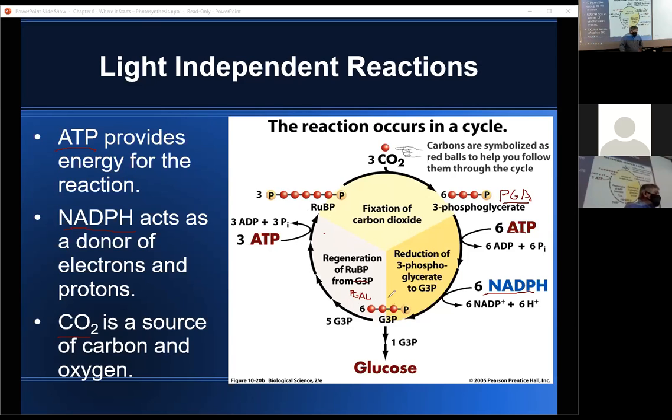Another thing that we have to do, though, is remember this is a cycle, so we have to regenerate that 5-carbon ribulose bisphosphate. So some of this PGAL plus energy from ATP from the light-dependent reactions is used to regenerate the 5-carbon ribulose bisphosphate, and this completes the cycle. That 5-carbon ribulose bisphosphate goes back into the cycle, and this repeats. And as we're repeating this cycle, we're pumping out more glucose the whole time.